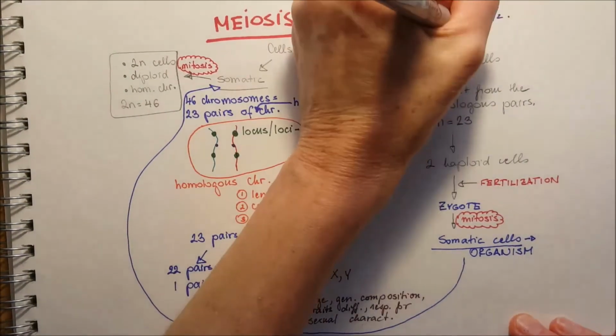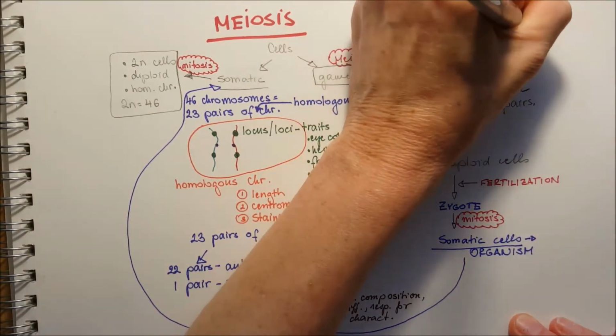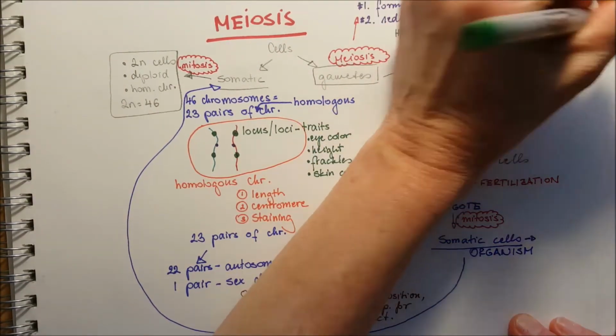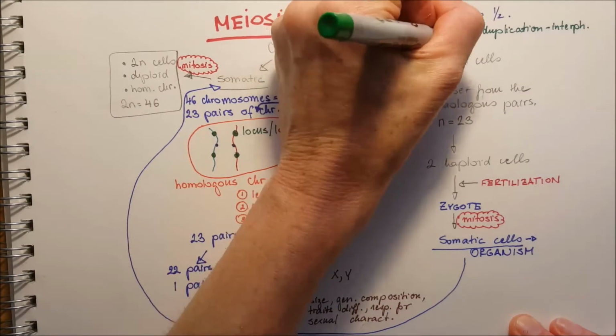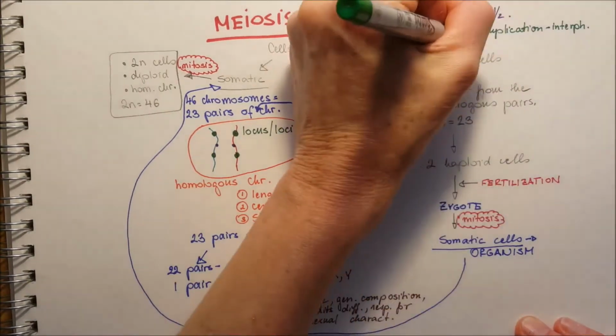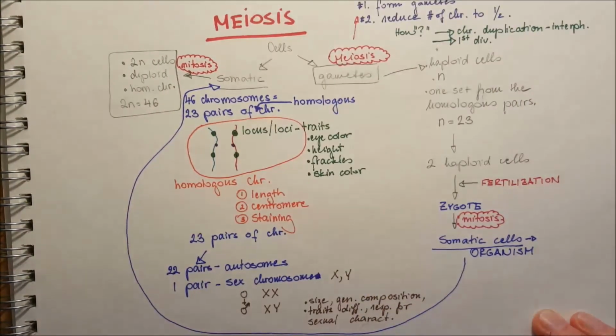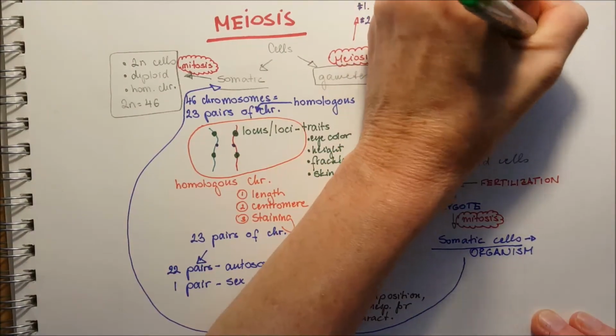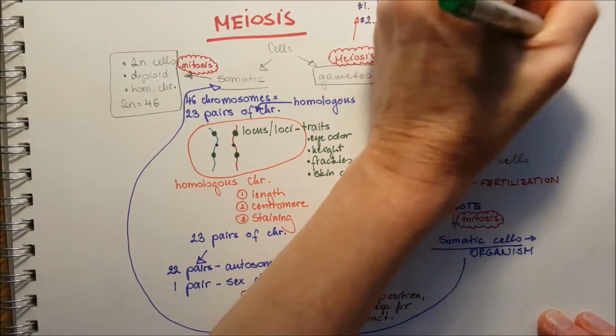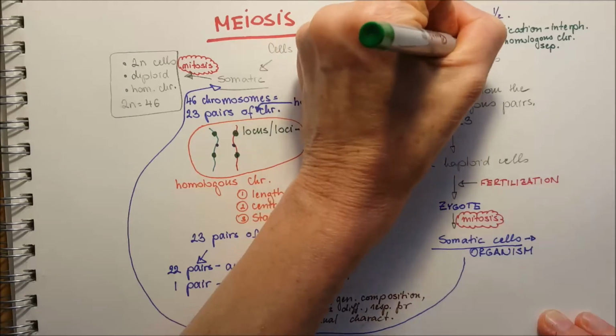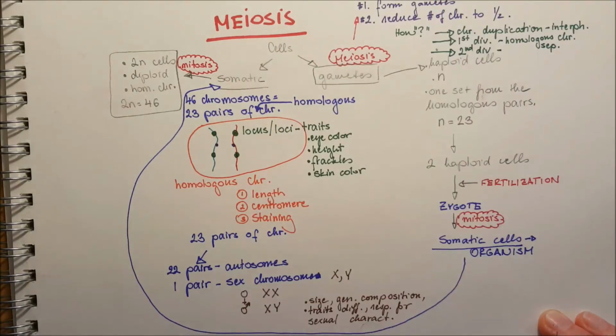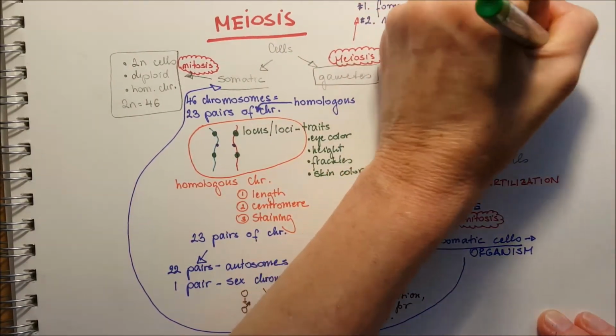So the chromosome duplication will happen during interphase, and meiosis contains two divisions. The first division will separate homologous chromosomes, and the second division of meiosis will separate the sister chromatids from each other.